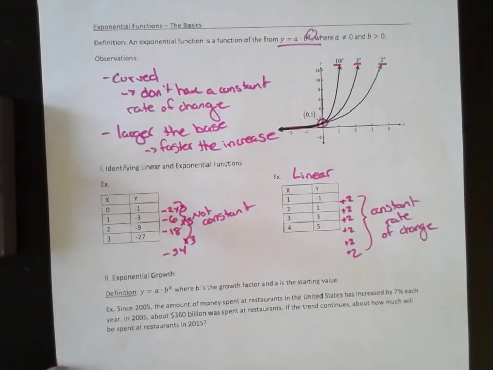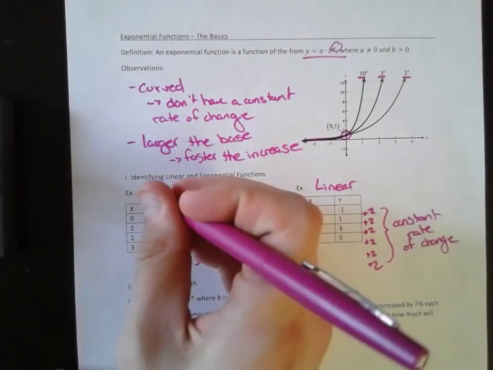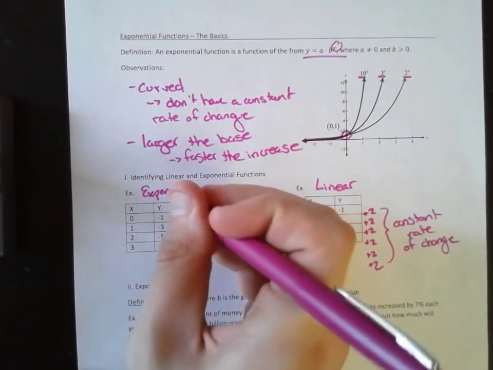Again, we're not worried about building functions right now. We're mainly worried about just telling the difference between these two. We'll get into building functions next week when we talk about geometric sequences and arithmetic sequences. But again, the rate of change is the main telling point between whether it's linear or whether it's exponential. So again, this is exponential.